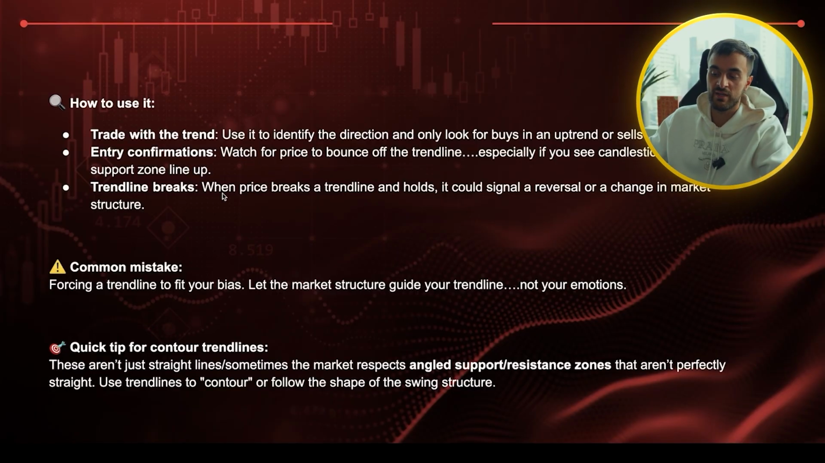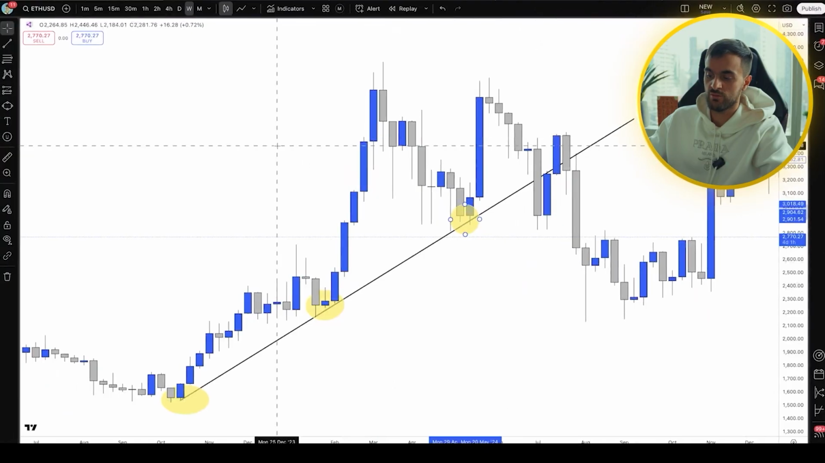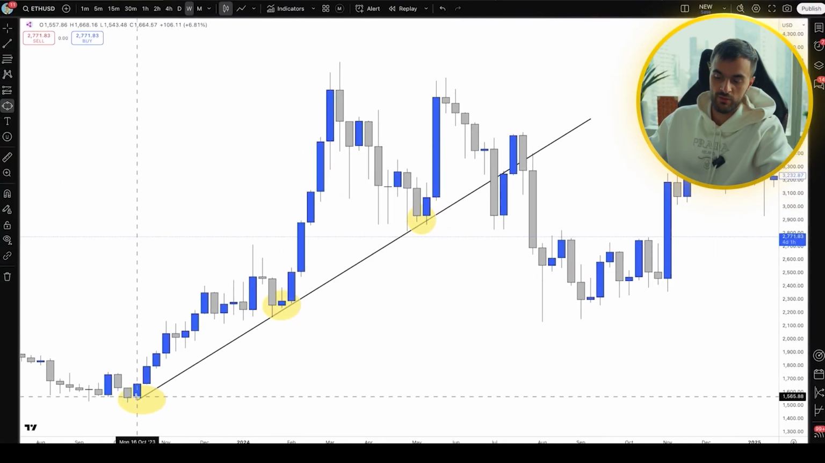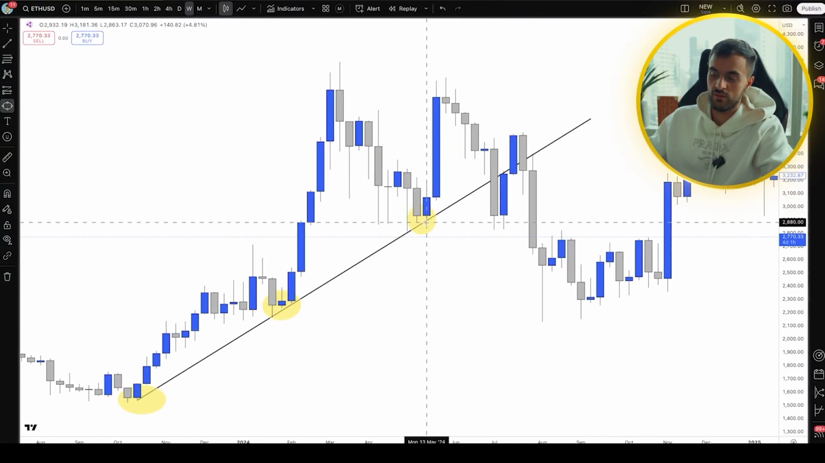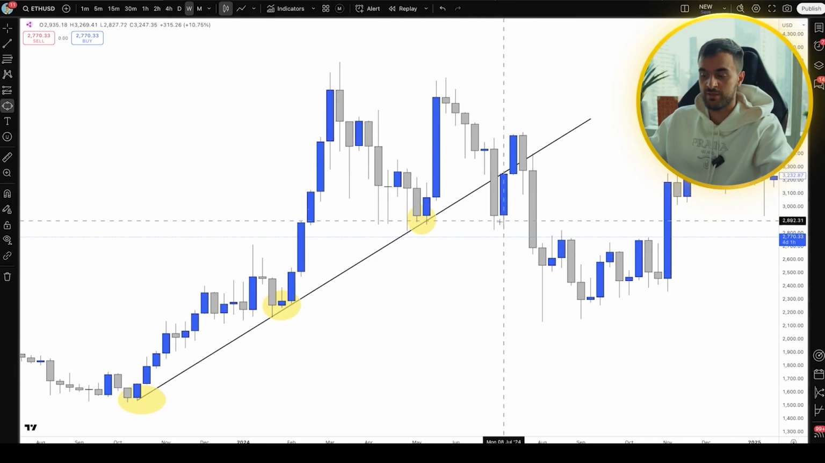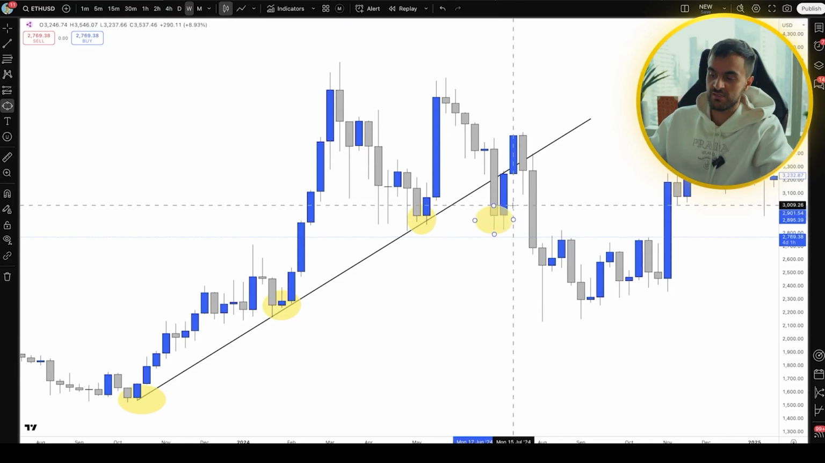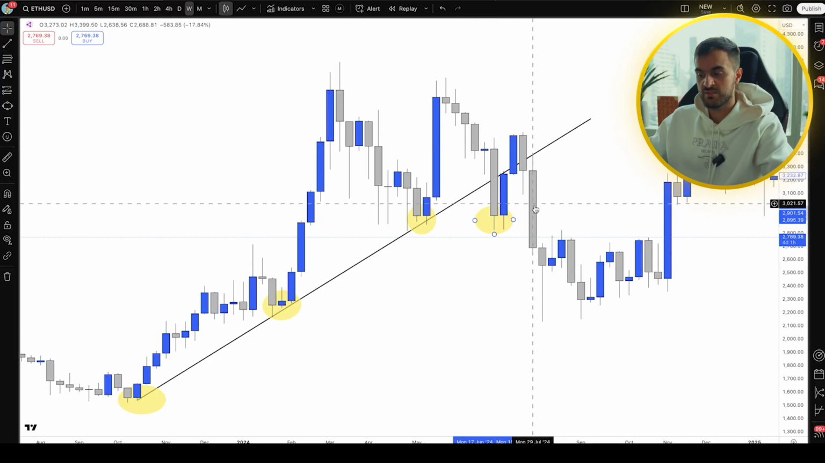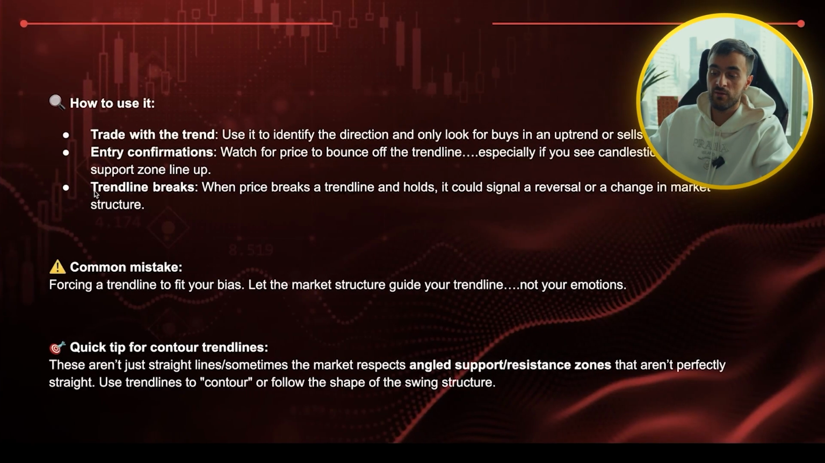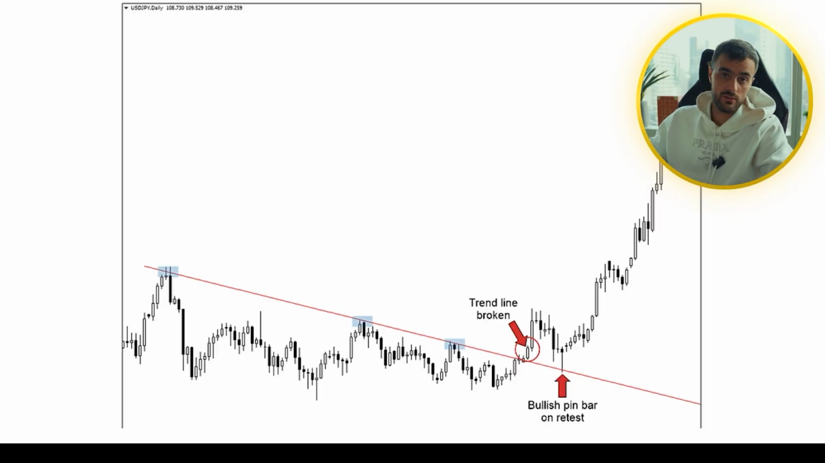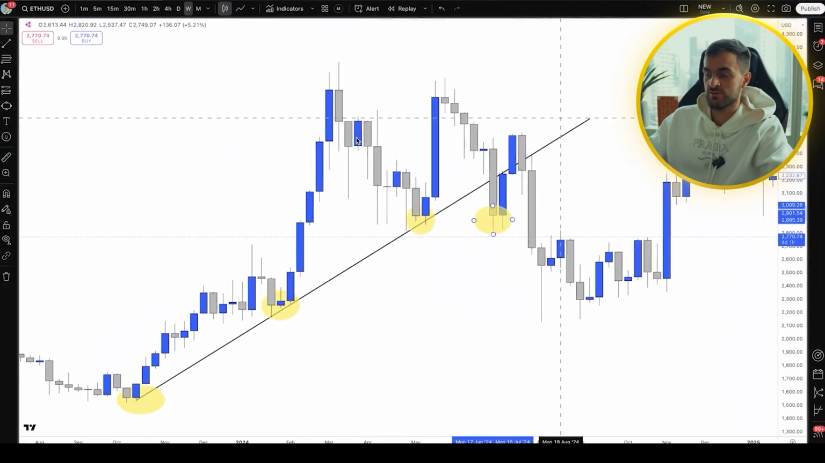Next is trend line breaks. When price breaks a trend line and holds, it could signal a reversal or change in the market structure. So let me go to the chart and show you real quick. Here's an example of that, where a trend line is holding, and then you have a break of that trend line. It doesn't hold. You see it breaks here, and then we go back and we continue. So it's like a trend line break and retest. This again could signal a reversal or a change in what we call the market structure. All right, so take note of that.